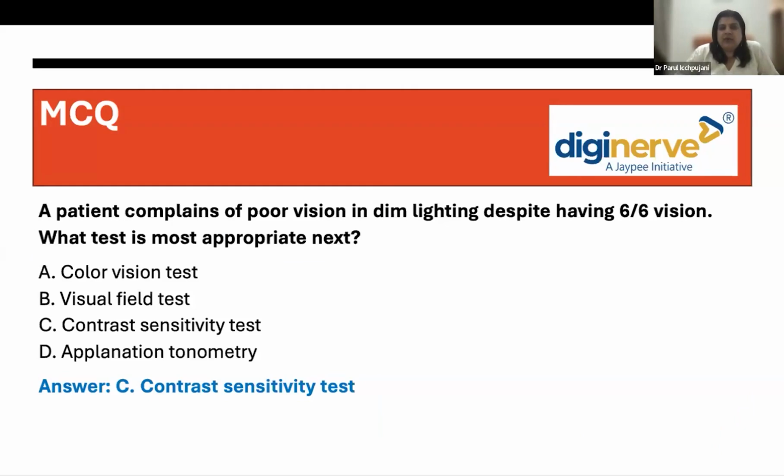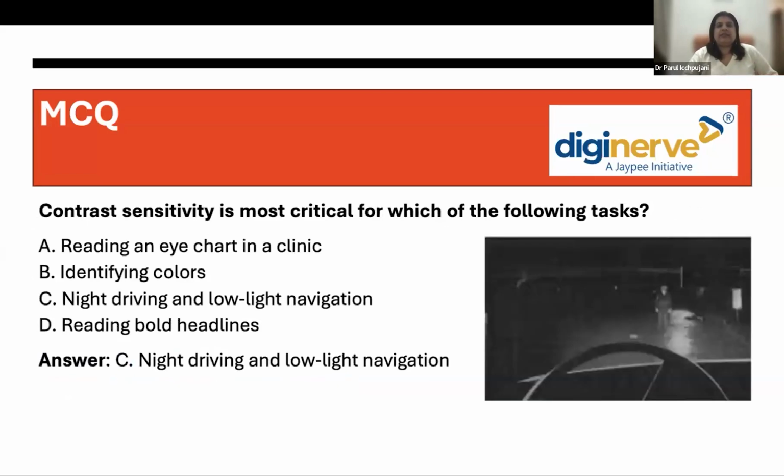Visual field testing would talk about restriction of field or development of a scotoma, so this also is not the correct answer. An applanation tonometry would have some cue about glaucoma or raised pressure. So here, by exclusion, the correct answer is C, that is, the contrast sensitivity test.